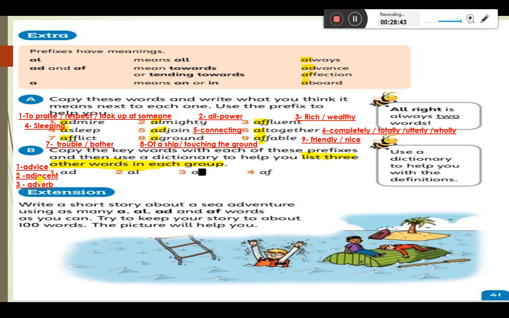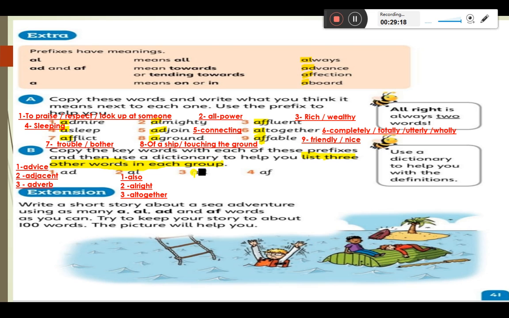Okay, let's go to number 2. In number 2 we have all, and we need 3 words with all. We studied a lot of words like almighty, like altogether already. Okay, so now we need 3 more. I want you to think of 3 more words. Okay, so we have also, and it's not a new word, we have used it before. All right, all together.